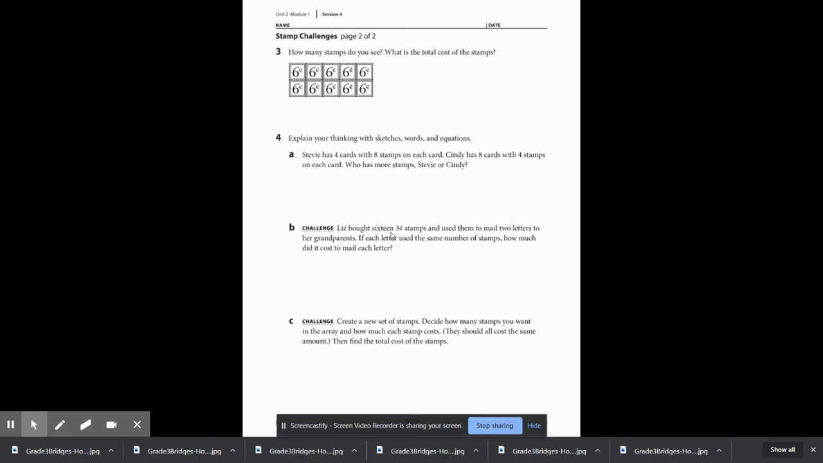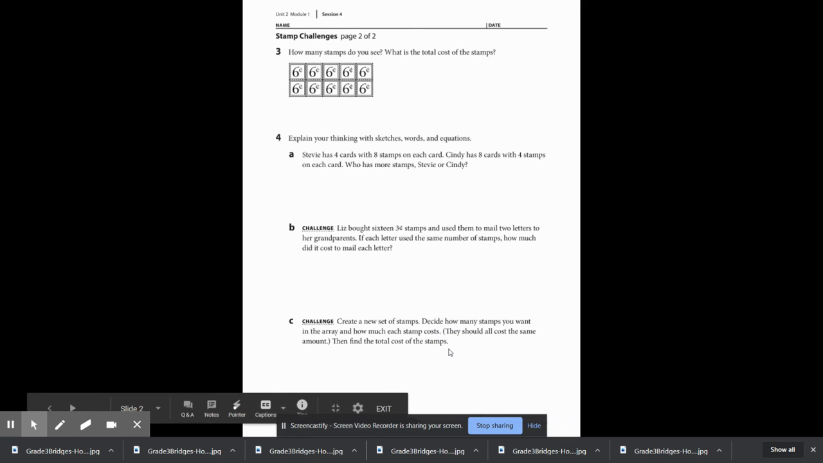All right, then once you figure that out, you have to figure out how much each of them costs to send. So there's 2 letters. You know there's 2 letters. You know that the stamps were 3 cents a piece. You know she bought 16 of them and she used the same number of stamps. How much did it cost to mail each letter?